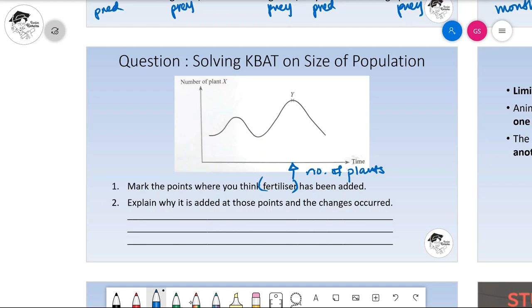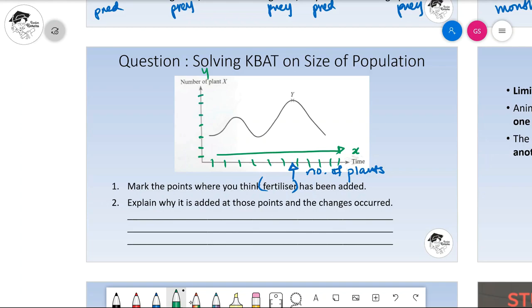So let's look at the graph now. On the x-axis, this horizontal one, we are talking about time. That means when you are going towards there, it is increasing in time. So here is bulan 1, which is January, February, March, April, May, June, July, September, October, November, December. And then you have the number of plant X on this y-axis. So maybe 10 plants, 20, 30, 40, 50, 60, 70, and so on and so forth.